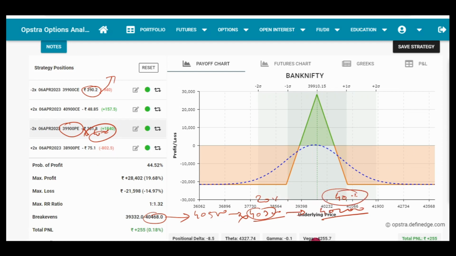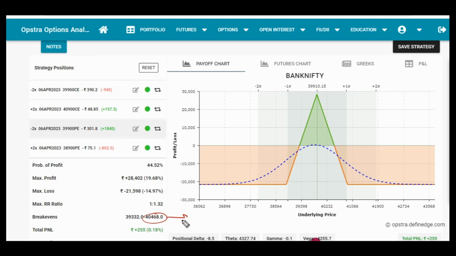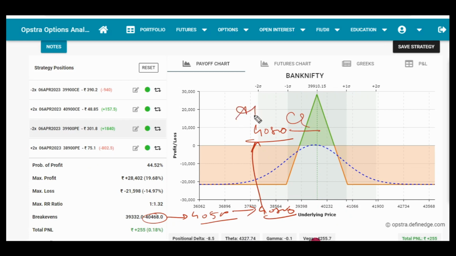Another thing is, if by any chance we are at this break-even hedge of 40,500 and the market goes to 40,800, right? Then we will buy this 40,800 call, which is ATM at that time, and we will exit this 40,500 call in profit. So this is another adjustment.